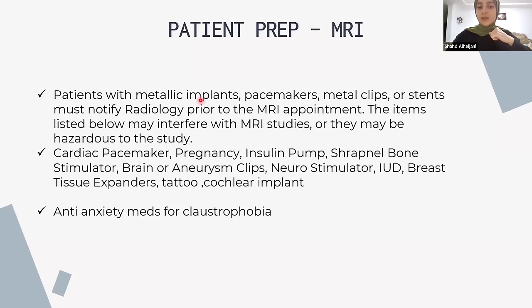If the patient has any metallic implants, pacemakers, metal clips, stents, or even tattoos, they could affect the MRI study. So these will be hazardous. If the patient has a pacemaker, they can't go through MRI. A cardiac pacemaker, insulin pumps, again, as I said, even tattoos, any cochlear implant can all affect it because they're metal, and they can be picked up by the MRI because it's a magnet. And because there is a risk of claustrophobia, you can give anti-anxiety medication.